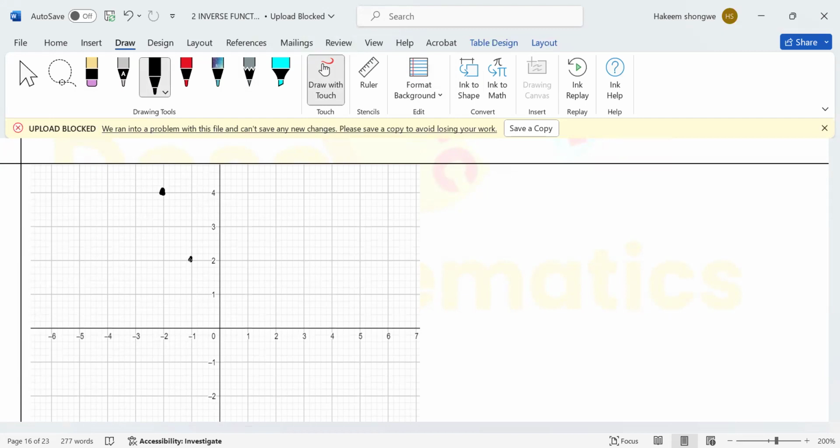-1 goes with 2. 0 goes with 1. 1 goes with 0.5, which is half. 2 goes with 0.25. Okay, here's your graph now.